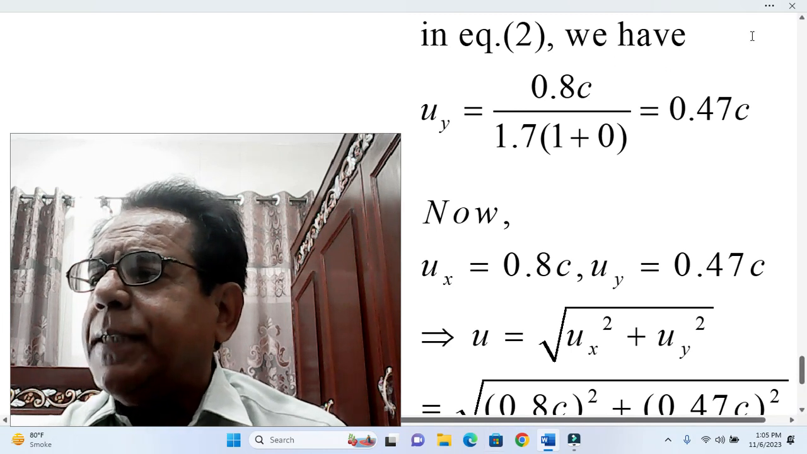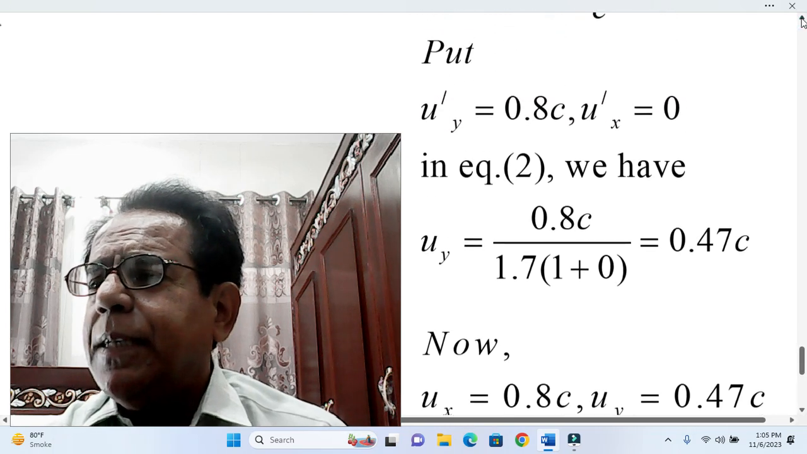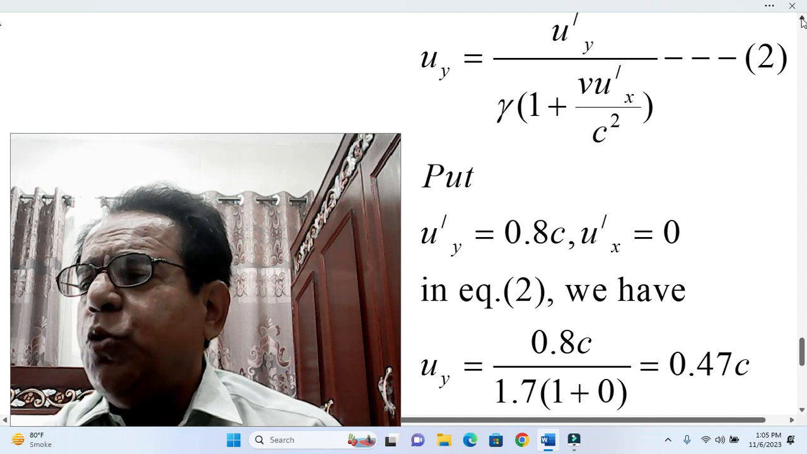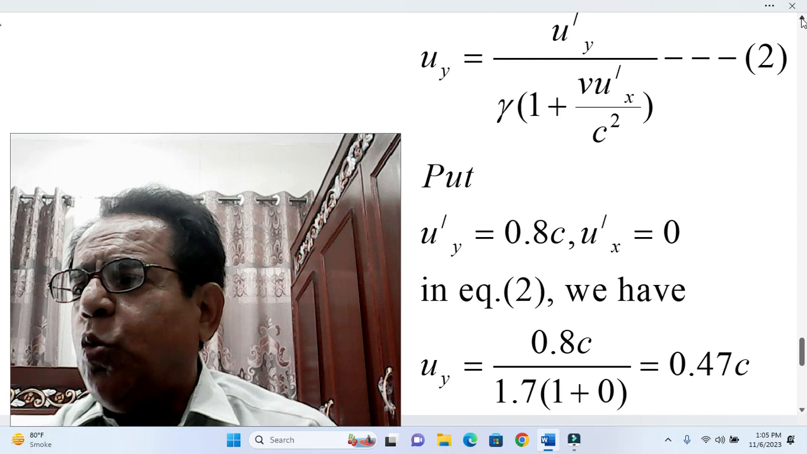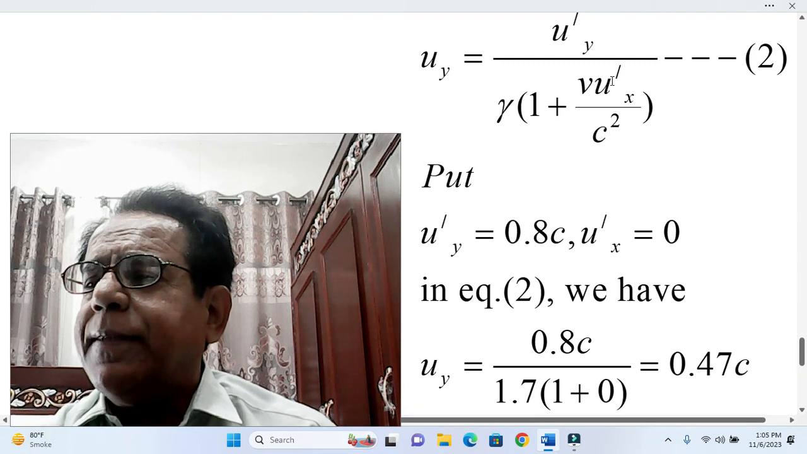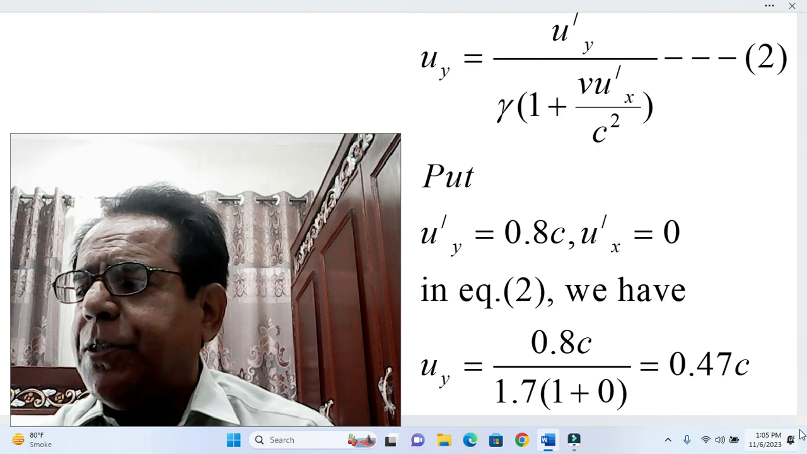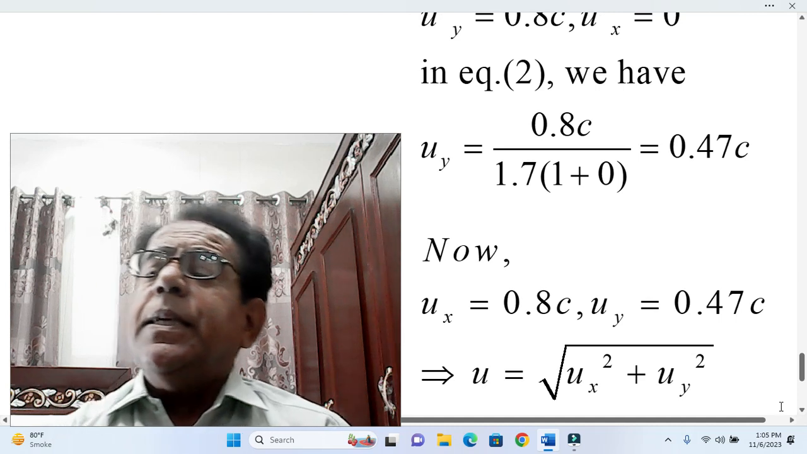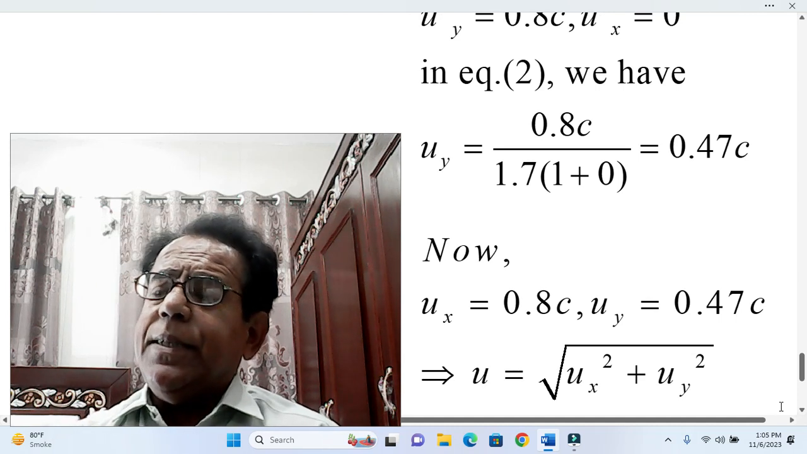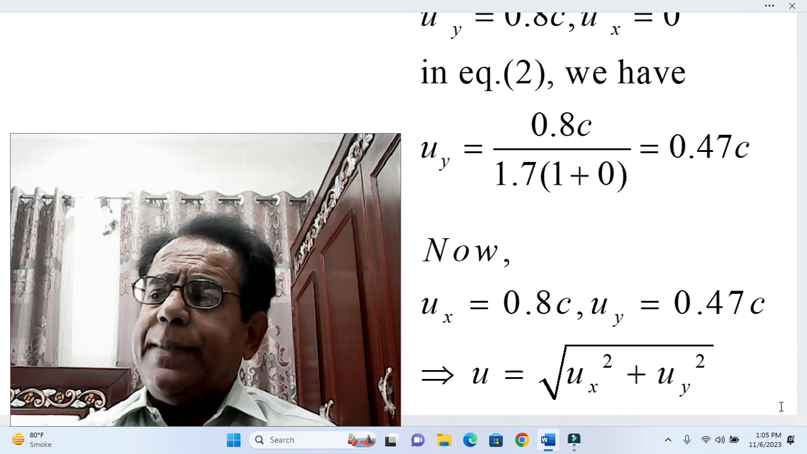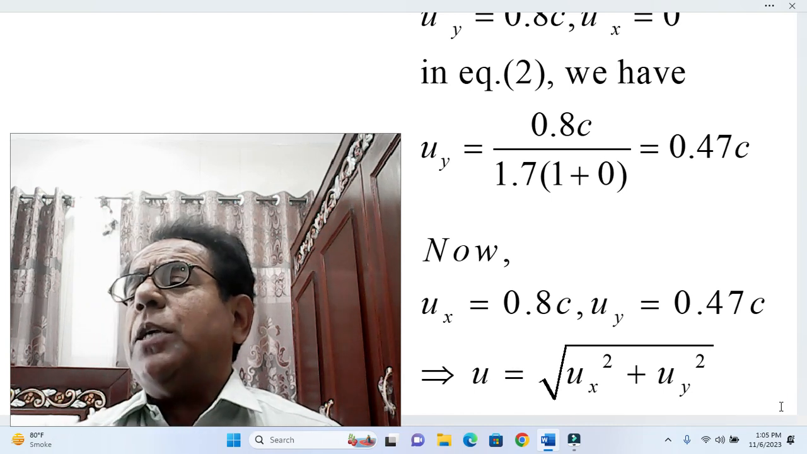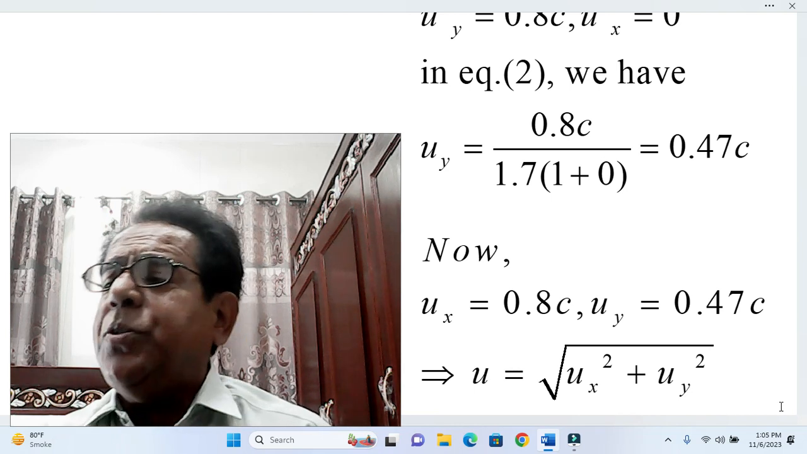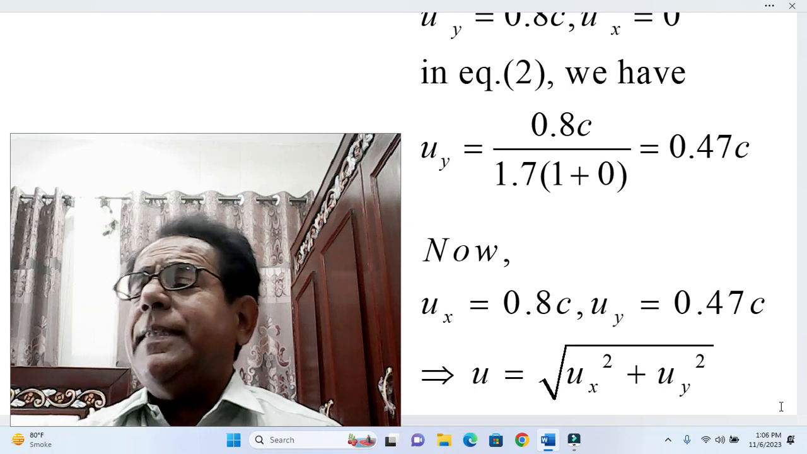Because in the expression 1 plus v into u dash x over c square, one of these two factors is 0, and hence it will become 1 plus 0. And when we divide 0.8 by 1.7, it becomes equal to 0.47, and c is already with it, so uy becomes equal to 0.47c, where c is the speed of light.